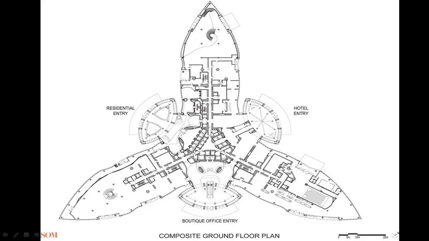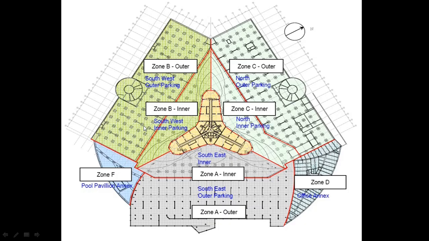And the ground floor has 3 separate entries, one for the office, the other one for the hotel and for residences entries. And this floor plan gives you the detail of basement floor plan. So the basement is 3 times larger than its ground floor footprint.